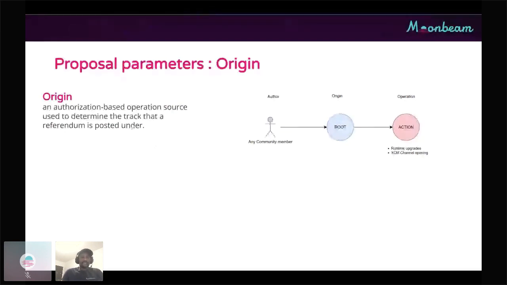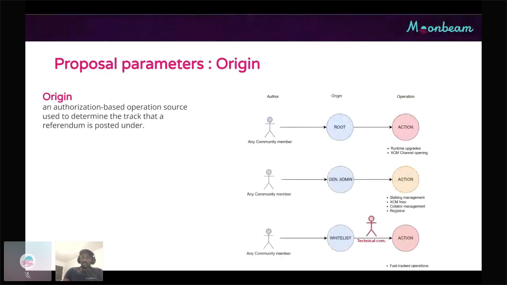So an origin is basically a source, the source that will be used for a specific operation. And based on the origin, we'll be able to derive what is a track, which is more likely a category of proposals that will be used. So it will be a bit more clear later on. So you can have different origins. You can have an origin called general admin or another origin called whitelist. And basically this specific origin will be able to perform a specific set of actions.